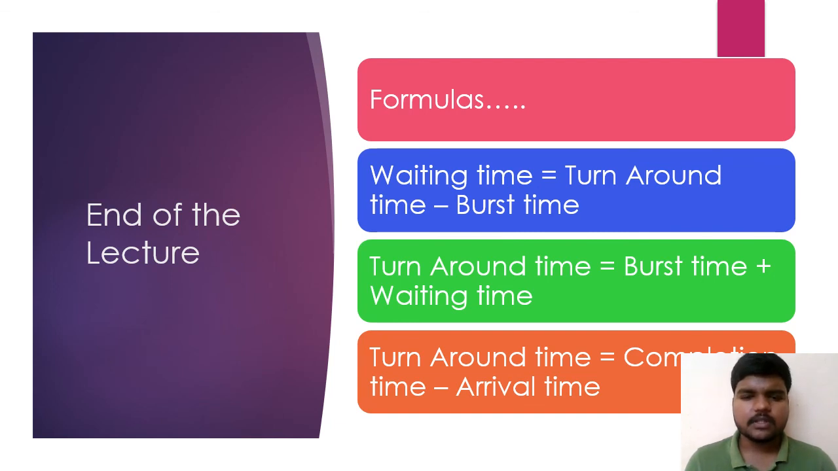By using the third orange box formula, we can easily get waiting time, burst time and turnaround time. So these are the three formulas which are frequently used in solving these algorithm problems.